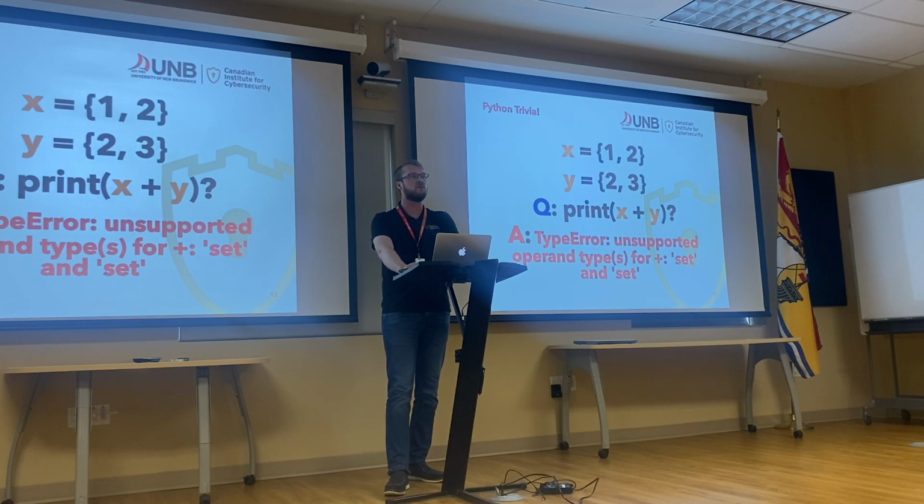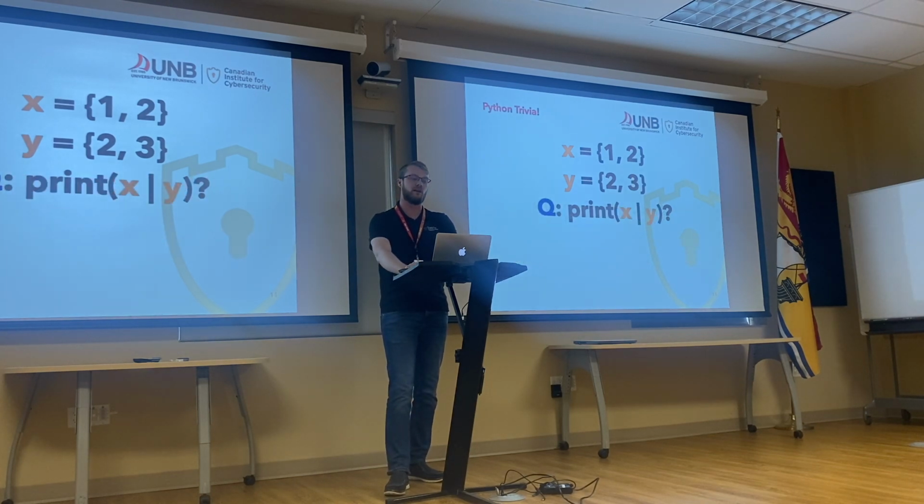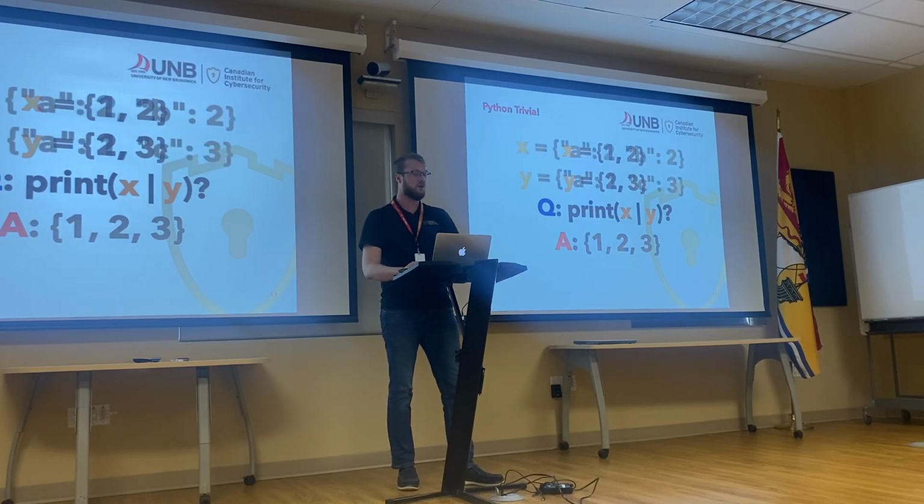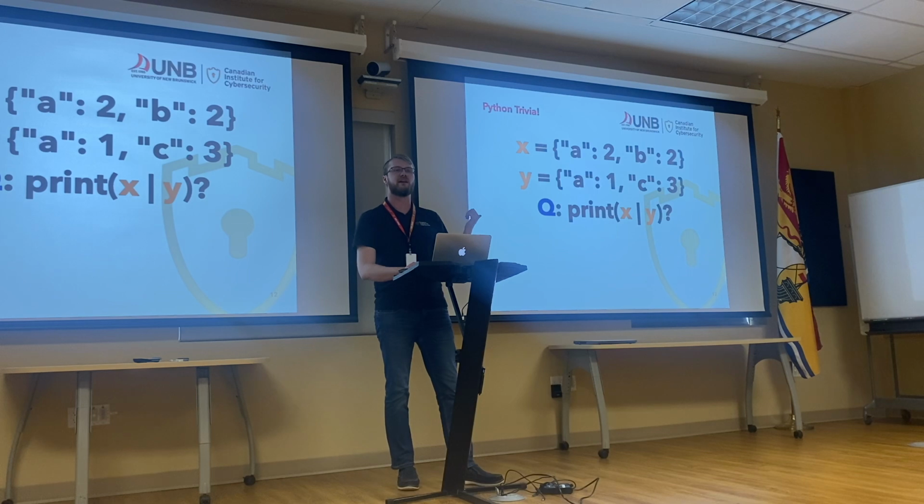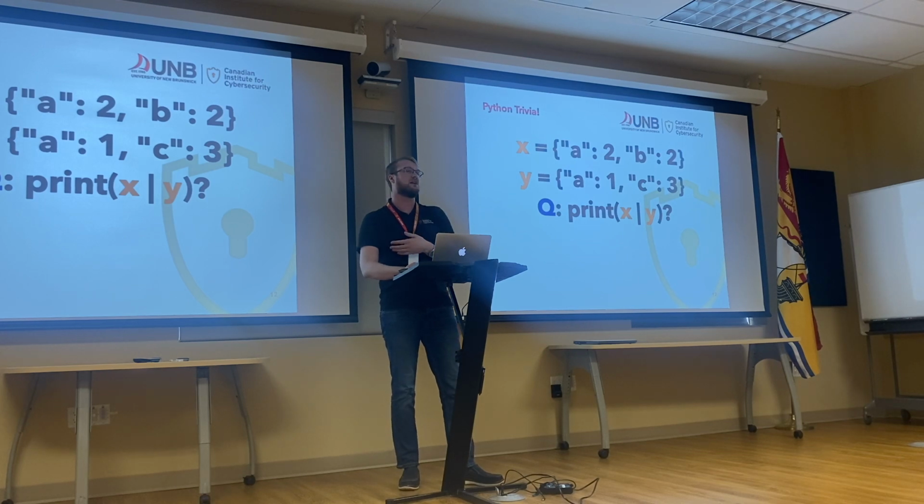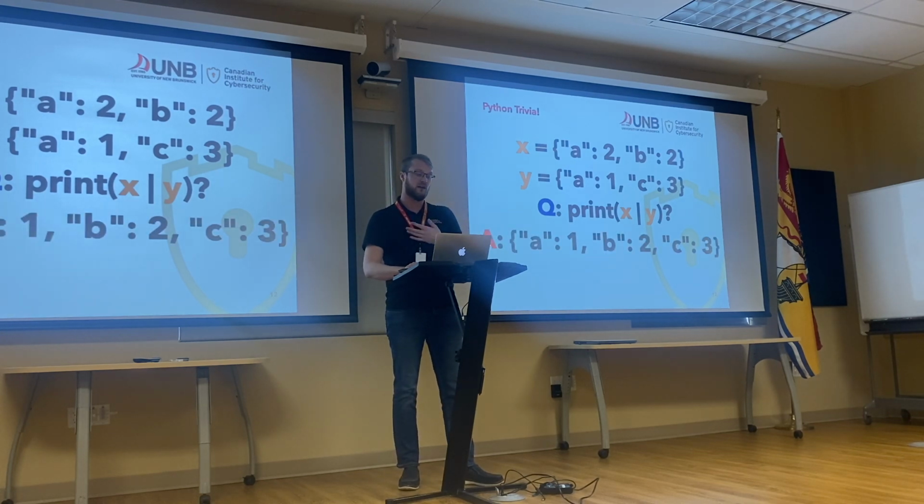So this goes against what we would probably expect to happen. The correct operator for this is actually the OR operator, kind of like Boolean. So if we do that now, we get what we would expect: 1, 2, and 3. If we keep going along, we can play this game with dictionaries, which is something a little more complex. If we have x with the keys a equals 2, b equals 2, and then another dictionary with the keys a equals 1, c equals 3, we do the same kind of ORing operation. What do we get? We get the dictionary a equals 1, b equals 2, c equals 3, where the first dictionary's value of a at 2 is overwritten by the second key at a equals 1.